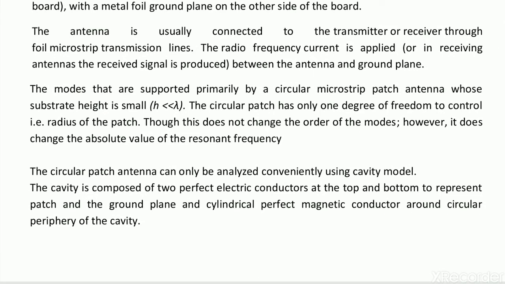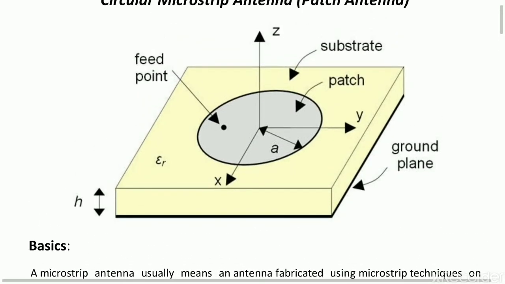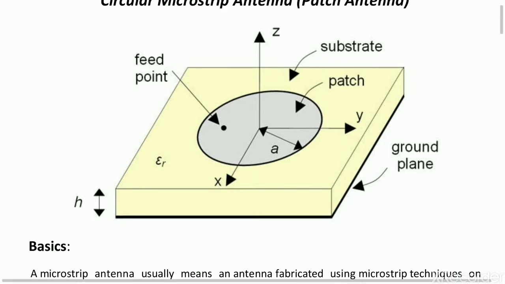The cavity is composed of two perfect electric conductors at the top and the bottom to represent the patch and the ground plane, with a cylindrical perfect magnetic conductor around the circular periphery of the cavity. So it is composed of two perfect electric conductors. One is at the top, which represents the patch, and the second is at the bottom, which represents the ground plane. We can see the patch and the ground plane in this figure. Okay, so this is all regarding the construction of the circular microstrip patch antenna.